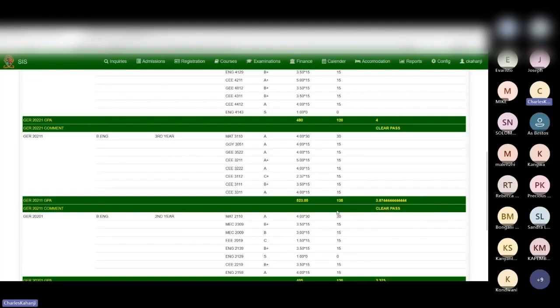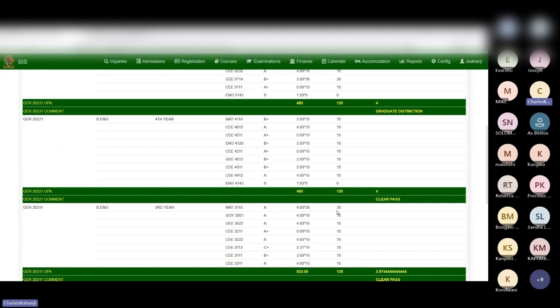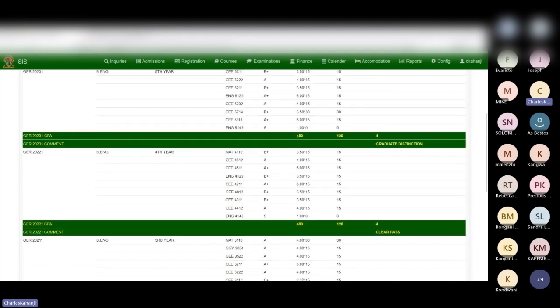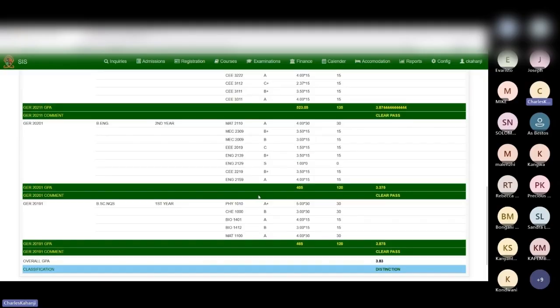You go to his final year results. He had a numerator in the GPA calculator of 480 over 120. You can see the industrial training 5143 is not contributing to the computation of the GPA, so it's 0. The fourth year industrial training is also contributing a 0. You go to the second year ENG, the ENG 21, is it 2129?